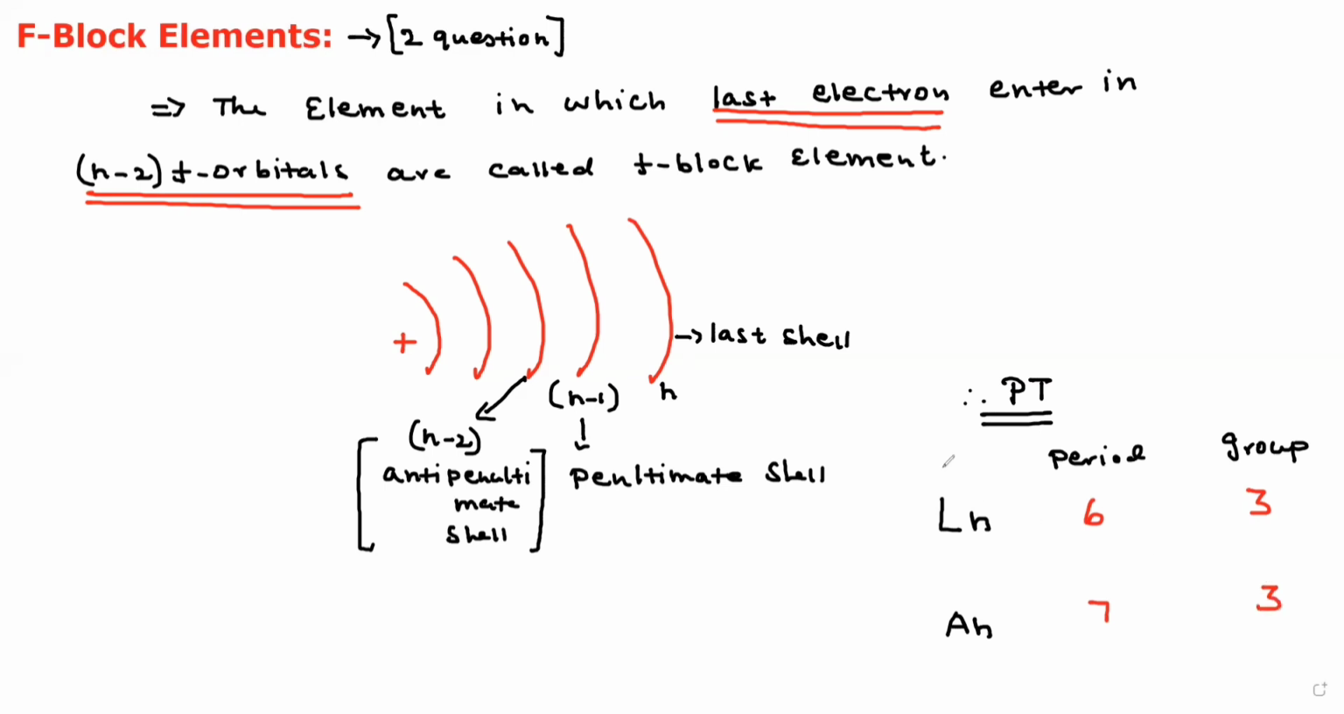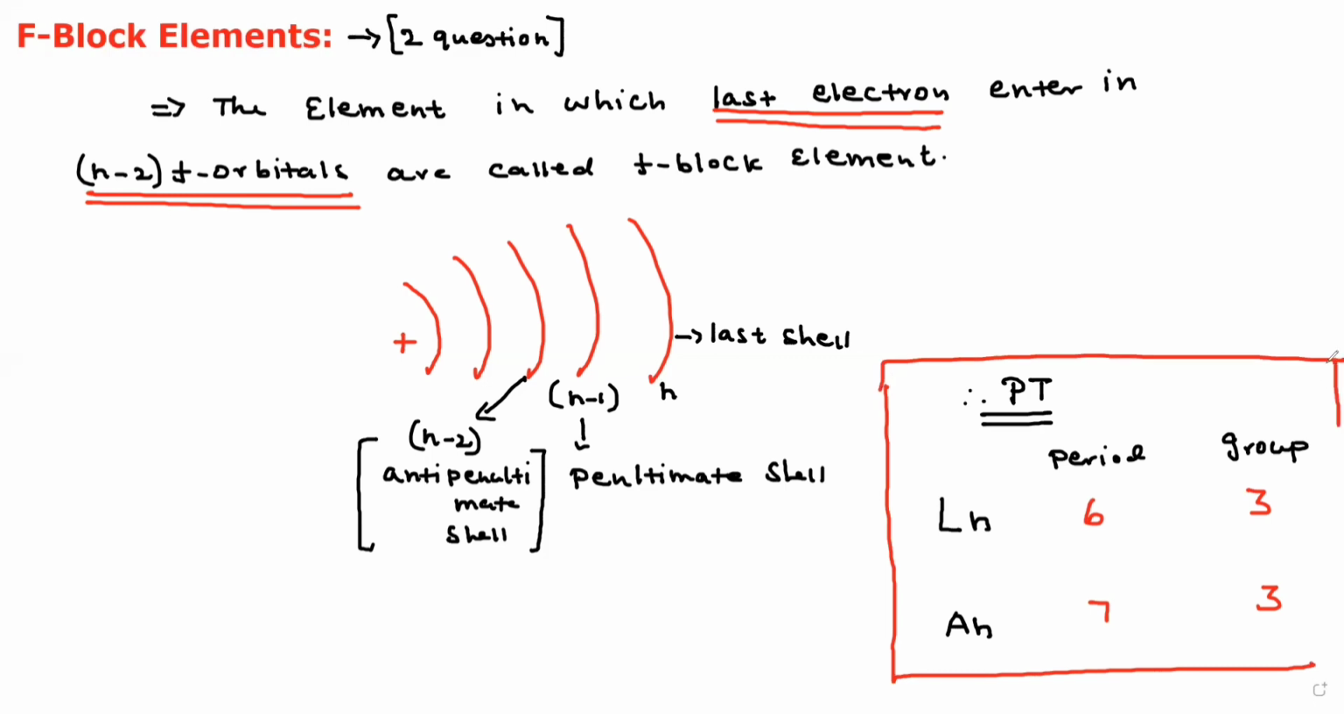This is very important, a simple, basic question. The group number of the lanthanides is 3. The actinides' group number is also 3. The period number of the lanthanides is 6, and of the actinides is 7. This is basic fundamental information about the lanthanides and the actinides. Please note, a very important key point.